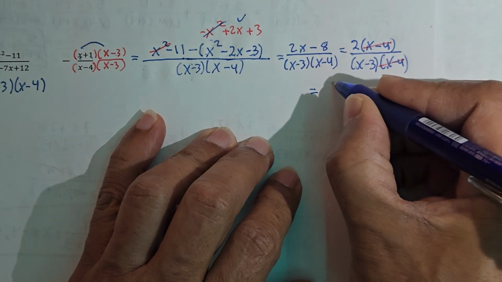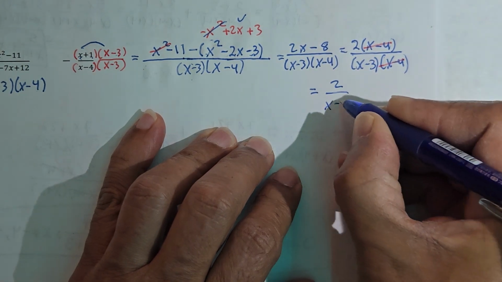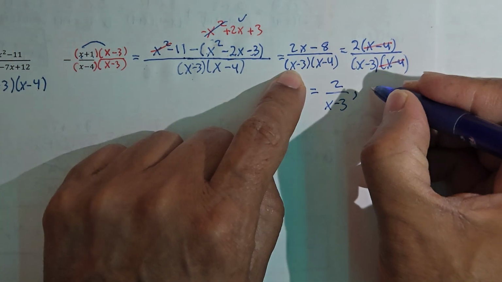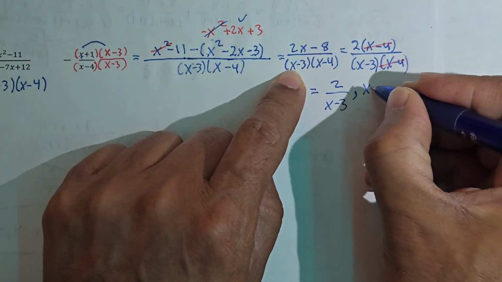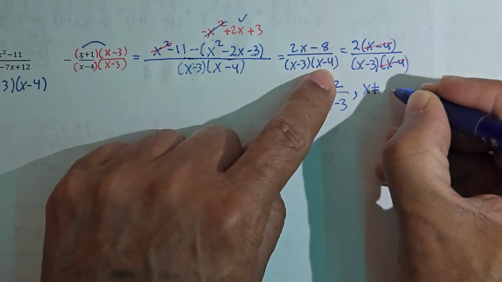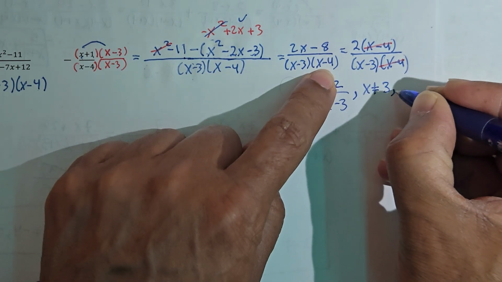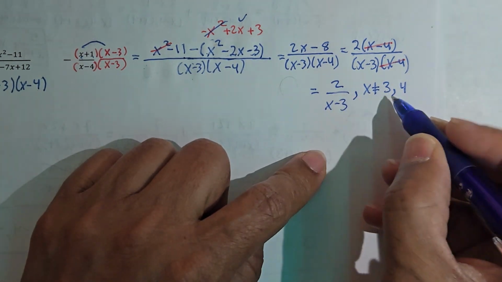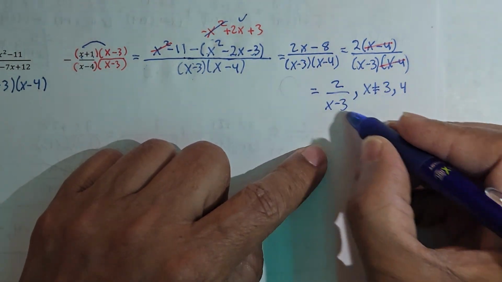So the answer to this is 2 over x minus 3, but now restrictions on the values of x. For x minus 3, x cannot be equal to positive 3, and for x minus 4, x cannot be equal to positive 4. Okay, so these are the restrictions on the values of x that will give us a 0 in the denominator.